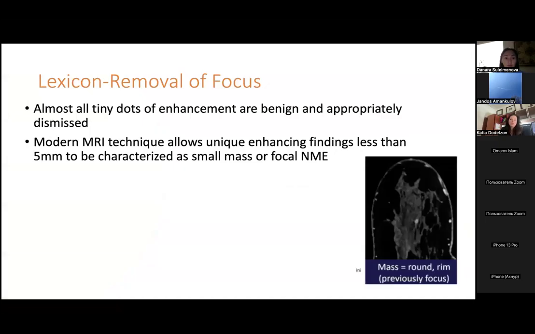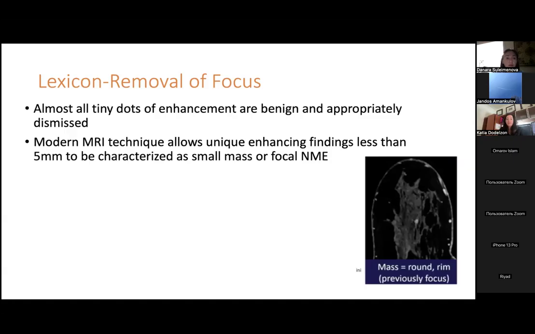The focus was removed because now that we have enough data, we know that almost all tiny dots of enhancement are benign and should appropriately be dismissed. And focus was really created back in the day when our magnet Tesla strengths were lower. And so anything below 5 millimeters, we could not appreciate and describe the morphology. We didn't have the resolution to describe the shape and the morphology. Now, with 1.5 and 3 Tesla magnets, we really can.